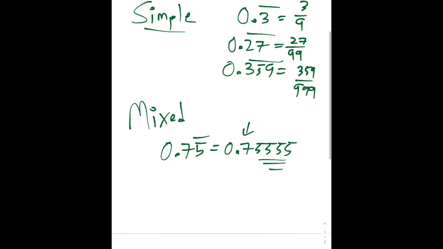Then you take that number and you write it over 90. There are 2 digits. One of them repeats, one of them doesn't. One of them gets a 9, one of them gets a 0.